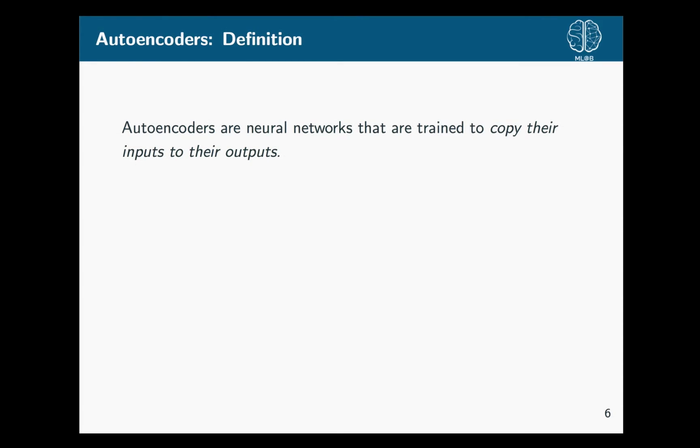An autoencoder is a neural network whose objective is to copy its inputs to its outputs. In a sense, when an autoencoder is given data, it's also given the label of the data, because the label is the data itself. But there are lots of ways that you can make this more interesting.